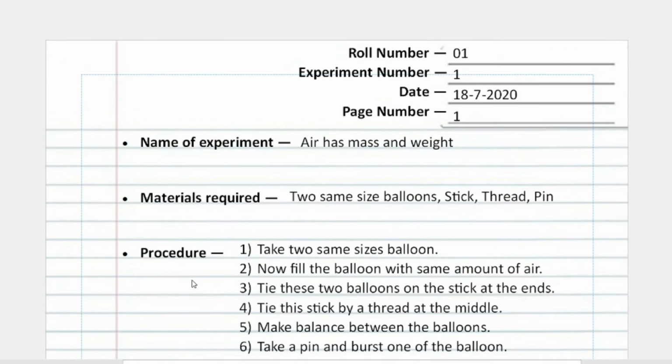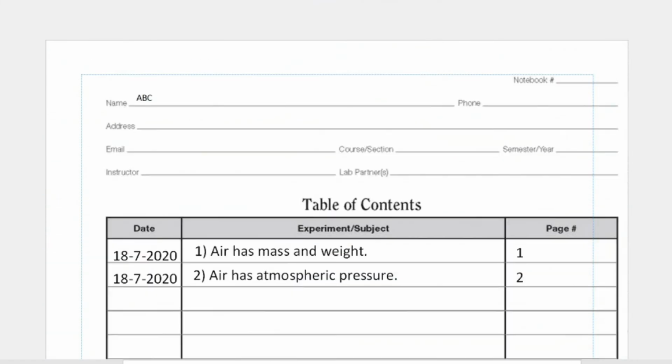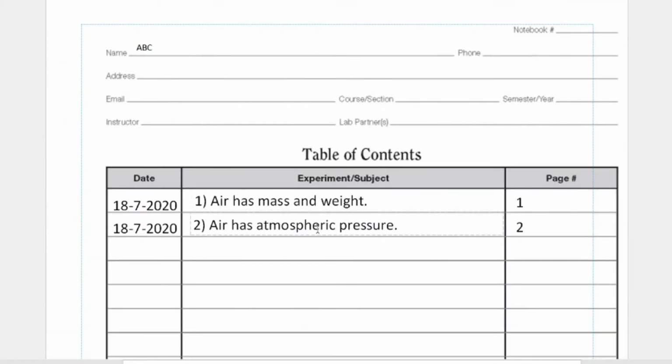Okay, now here is a sample for you. First, in the table of contents, what you have to write? In the date column you have to write the date on which you will do this activity or you did this activity.